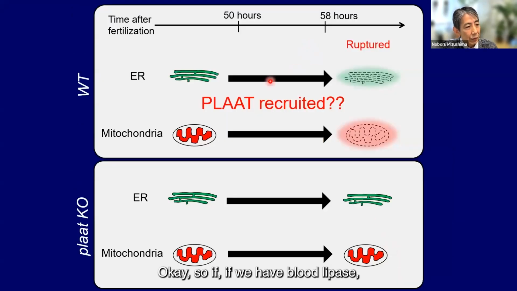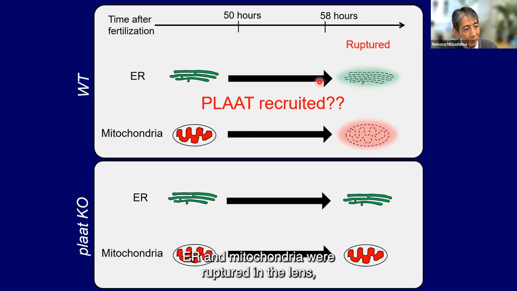So if we have PLAAT family lipases, ER and mitochondria are ruptured in the lens, but without PLAAT1, these organelles are not degraded. Next, we investigated whether PLAAT family lipases are indeed present on these organelles or recruited to these organelles when they are degraded.